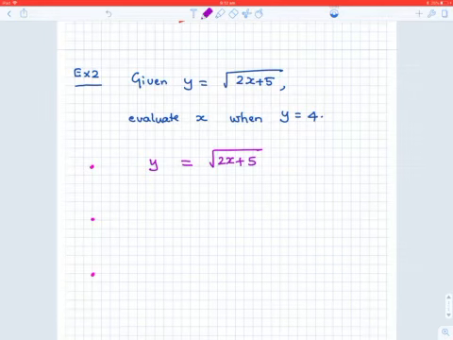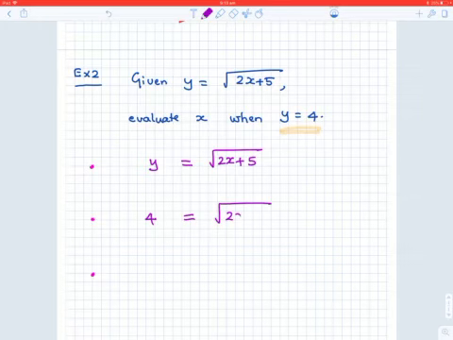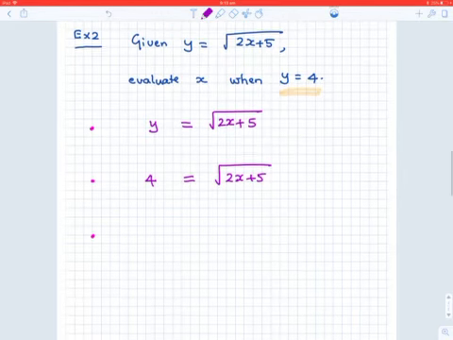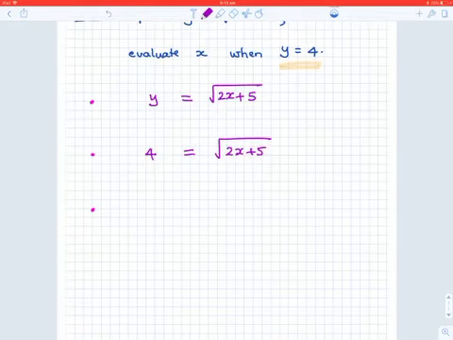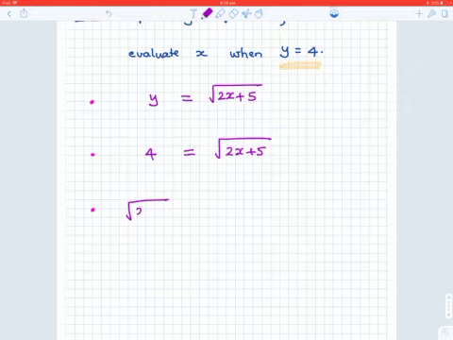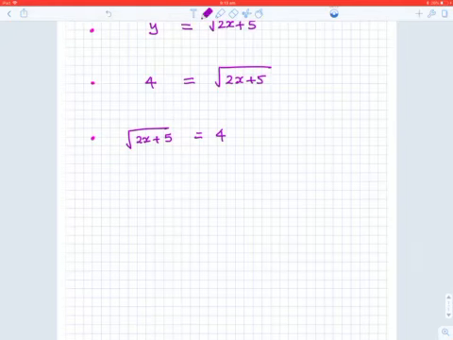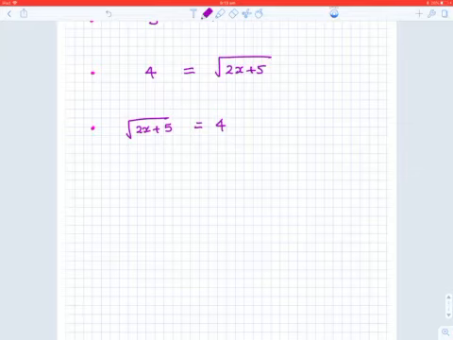The formula is y equal to the square root of 2x plus 5. The next step is I have to substitute the values known, and I know y equal to 4. So I'm going to substitute. So it's 4 equal to the square root of 2x plus 5. Now I have an equation, and the next step is I have to solve. First I'm going to swap sides. That means I can write it like this: the square root of 2x plus 5 equal to 4.